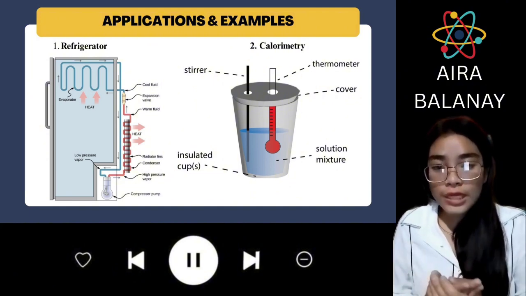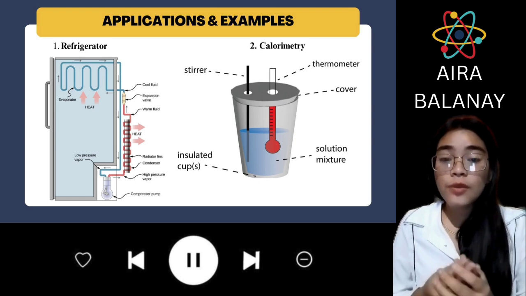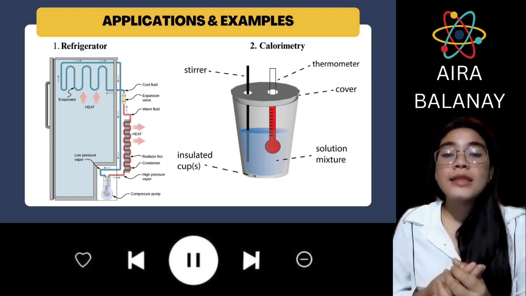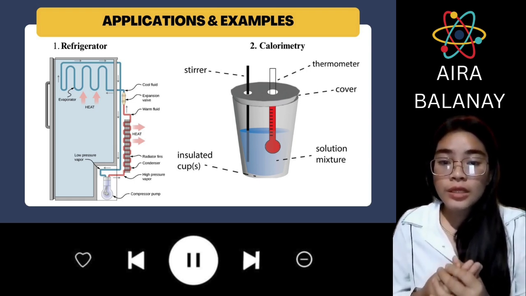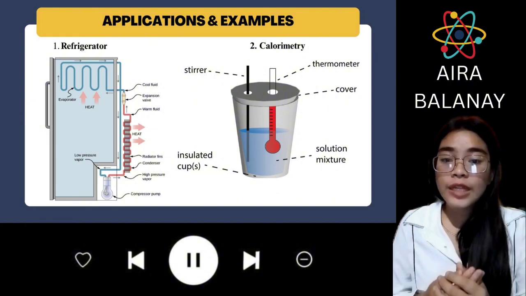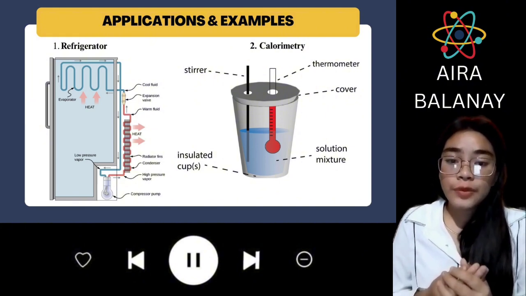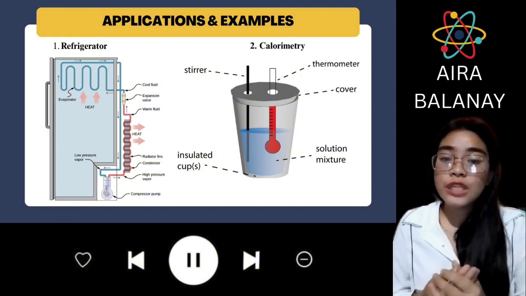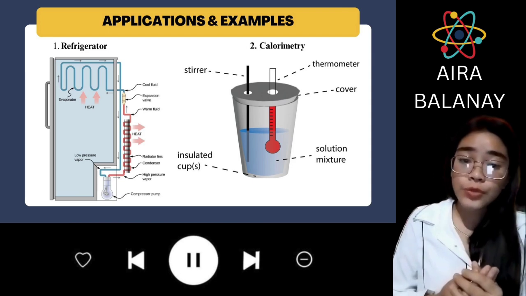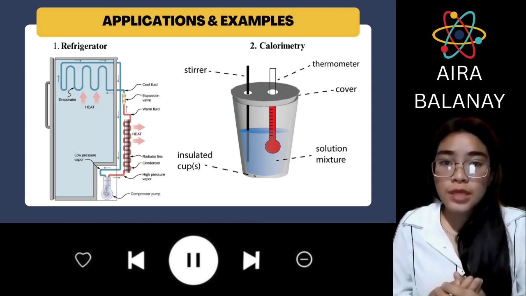The fifth one is the compressor pump. The compressor pump acts on the refrigerant, transforming it into a high pressure vapor and increasing its temperature. This ensures efficient heat release when the refrigerant reaches the condenser.